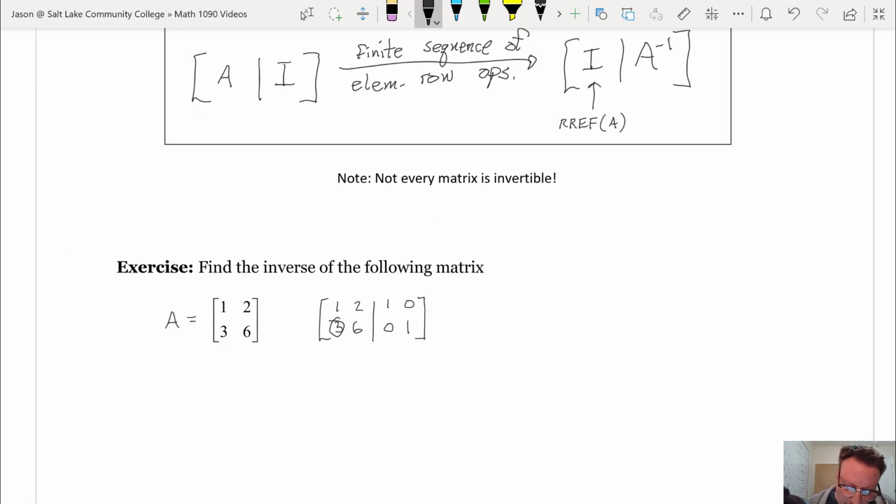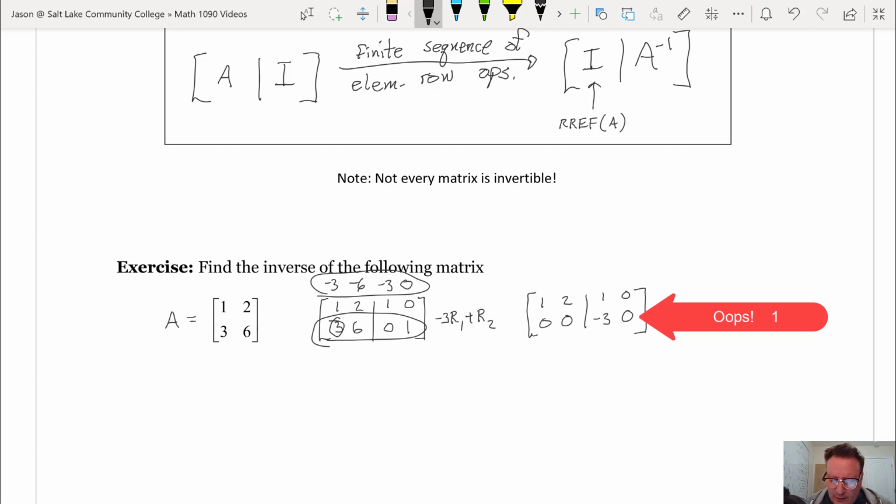What row op am I going to do? Well, I want to multiply row 1 by -3, so I'm going to do -3 times row 1, and add that to row 2. Let me write that above. -3 times row 1 is going to be -3, -6, -3, 0. I'm going to add that to this row, and I'll write the result over here. The top row stays the same, 1, 2, augment column 1, 0. Now the second row changes though, and I get 0, 0, -3, 0.